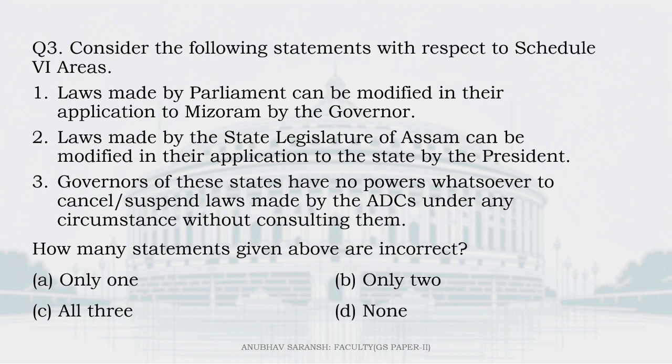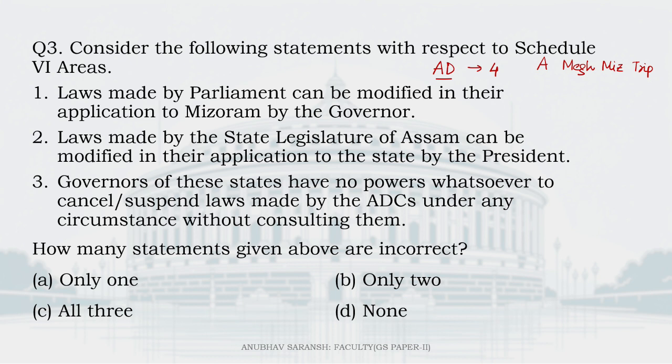Now question number 3. Consider the following statements with respect to Schedule 6 areas. Schedule 6 areas, not Schedule 5. Schedule 6 areas are those autonomous districts, the 10 autonomous districts in 4 northeastern states. Which are those 4 states? We have Assam, we have Meghalaya, then Mizoram and Tripura.